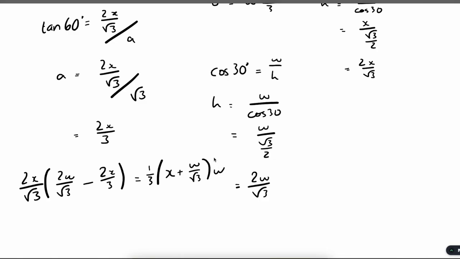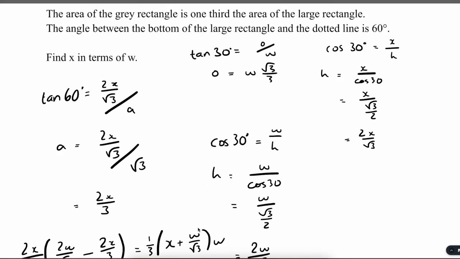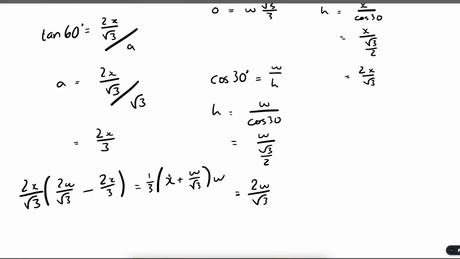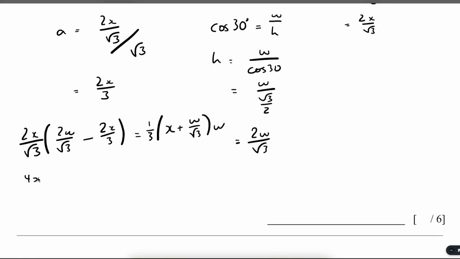Okay, so now we can expand that all out and it should give us x in terms of w, sorry. So when we expand it out, we get 4xw over 3 minus 4x squared over 3 root 3 equals x root 3 over root 3 plus w, and then that's all going to times by w over 3.